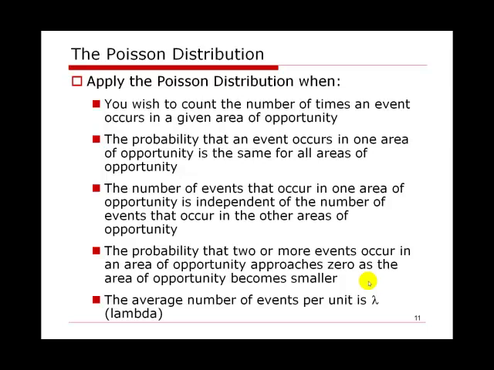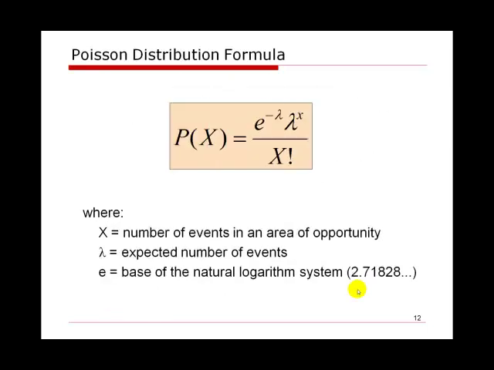Binomial distribution, if you remember, has 4 conditions or 4 requirements. And here, these 4 requirements are the requirements to judge whether or not a given distribution is a Poisson distribution. Now, how to calculate the Poisson distribution probability? This is the formula.